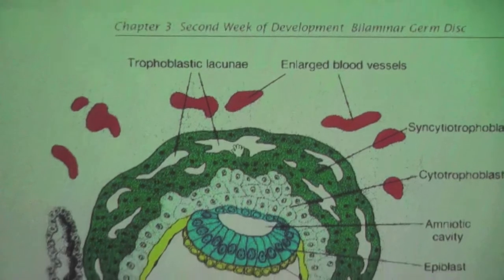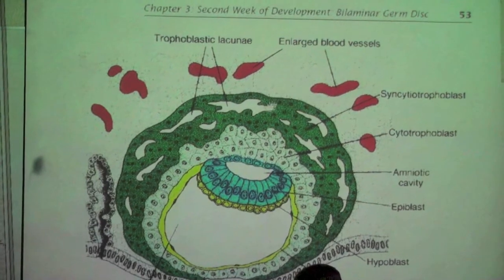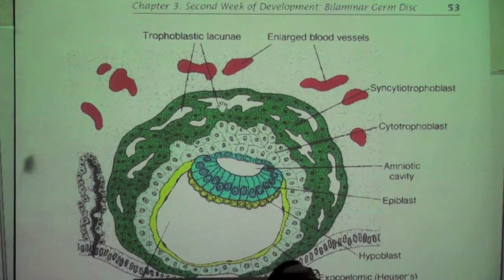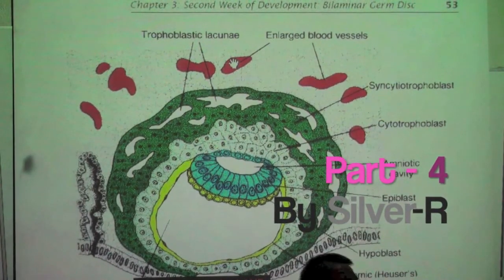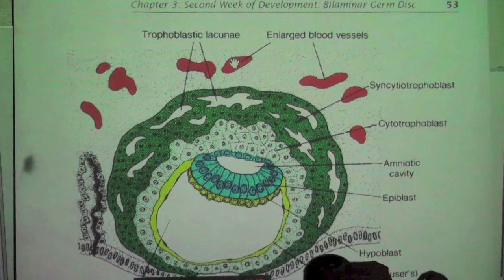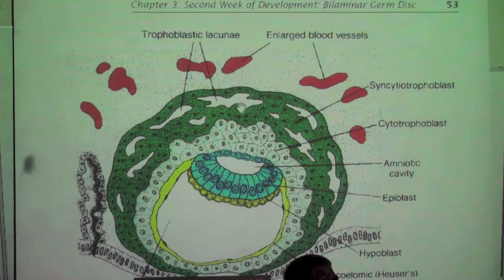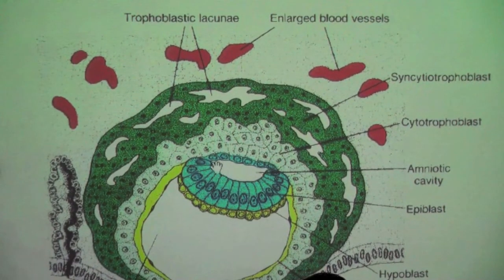These lacunae appear within the syncytiotrophoblast, and when the blood vessels are damaged, their blood will come into the lacunae. This happens on the 13th day, and we say that placental circulation starts. So now maternal blood is coming and feeding the baby. The maternal blood comes into the lacunae, and from here oxygen and nutrients are absorbed and supplied to the embryo.